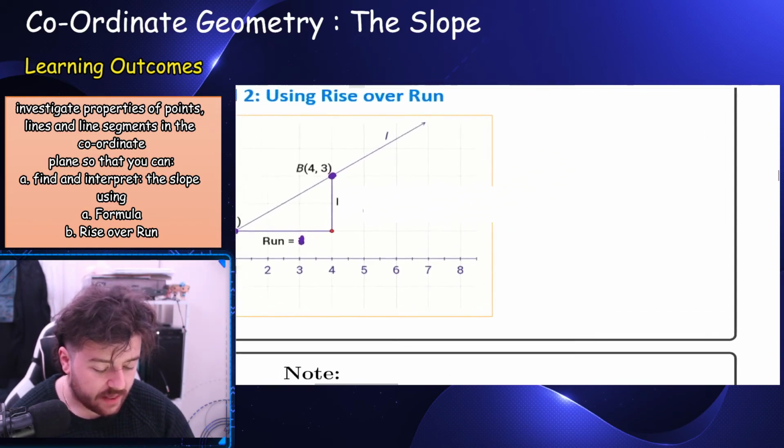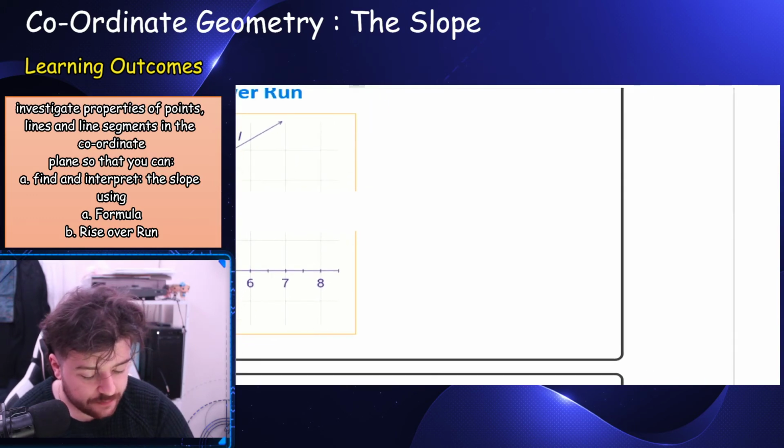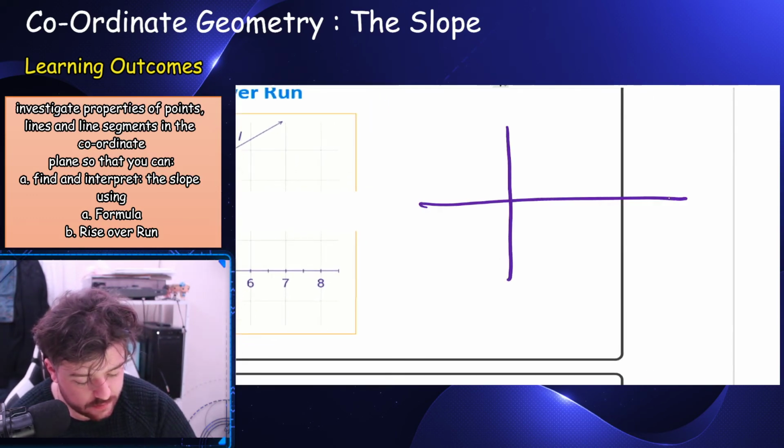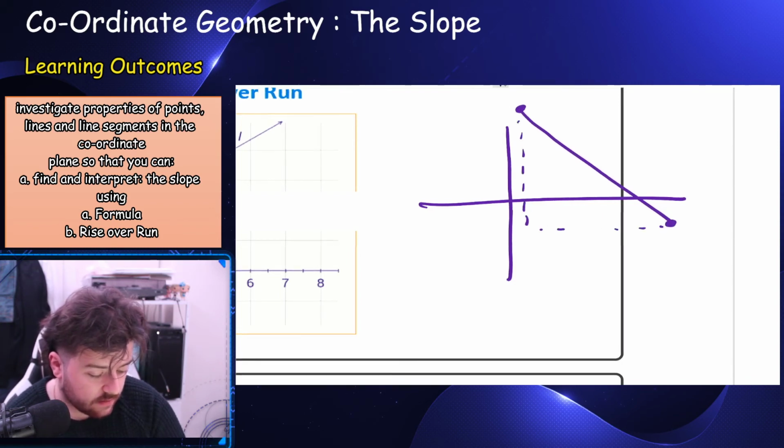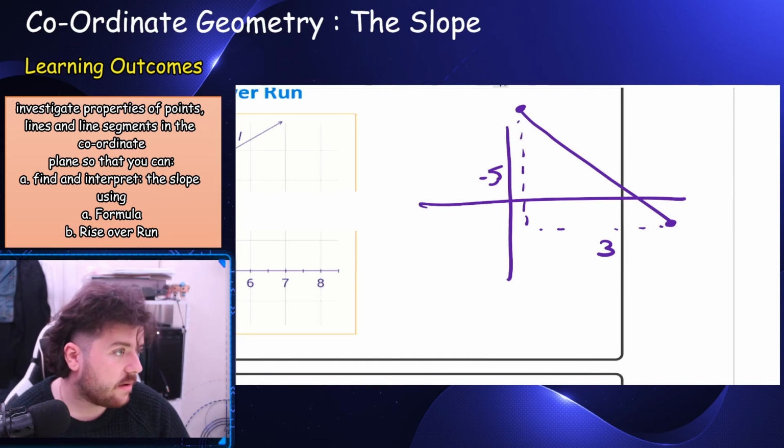So what do I mean by that? If I have a line here, I have a line there. I'm reading from left to right. So I go from this point to this point. I have to go down, say 5. So my rise will be -5 and my run will be 3. So you're reading from left to right.